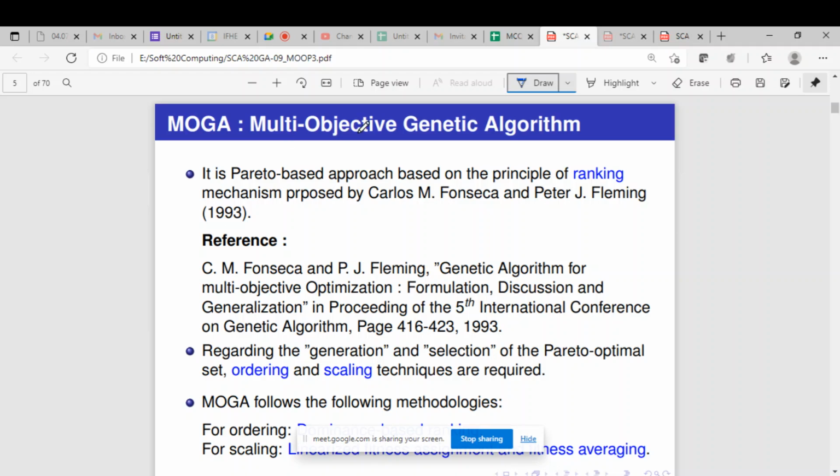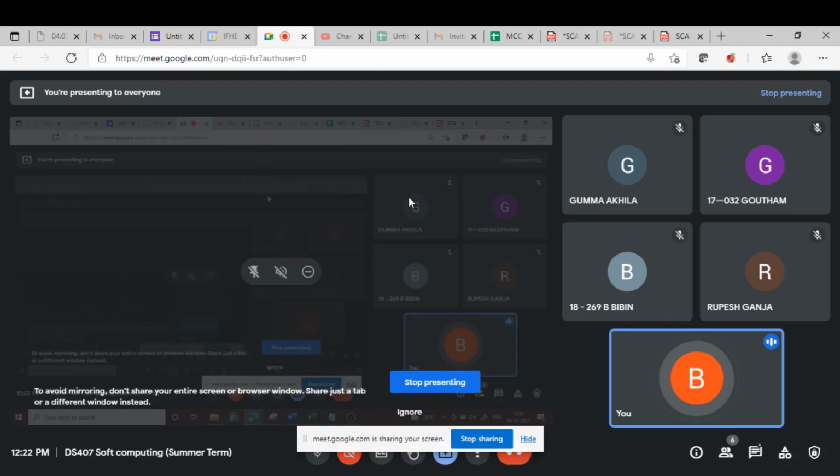So this algorithm is a Pareto based approach. This was proposed in the year 1993 by these two persons, Carlos M. Fonseca and Peter J. Fleming. So basically, this algorithm is proposed through this paper. This is a research article published in this particular conference, Fifth International Conference of Genetic Algorithm. You can search it in Google and go through this paper if you are interested.